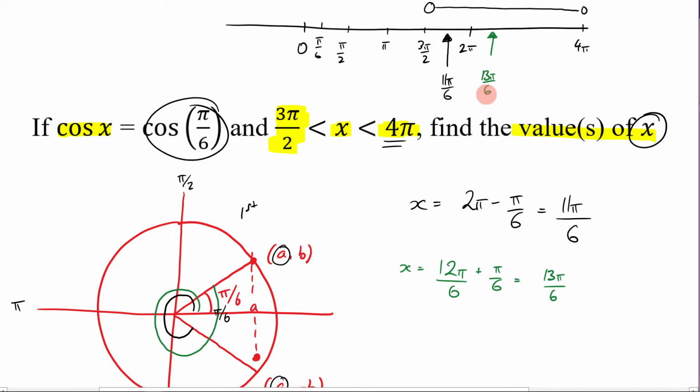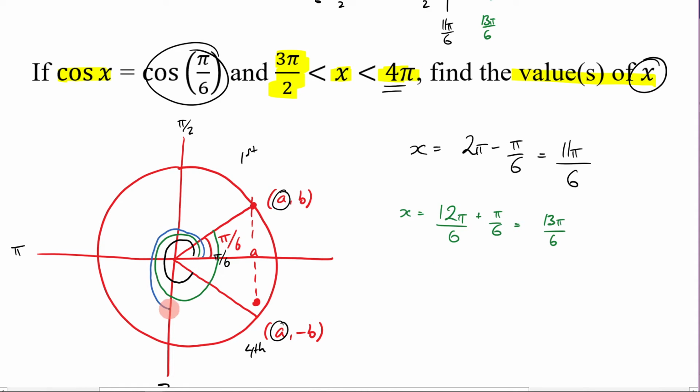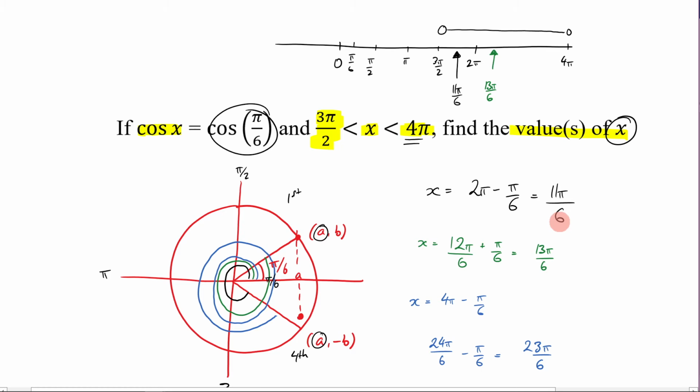But now we need to consider our next one, which would be going around, and then here. So this would be x is equal to 4 pi minus pi on 6. Now this is where we're going to think, what is 4 pi if I have a denominator of 6? So I'll times this by 6, which will be 24 pi on 6 minus pi on 6, which will be 23 pi on 6. So right here, that would be 23 pi on 6.